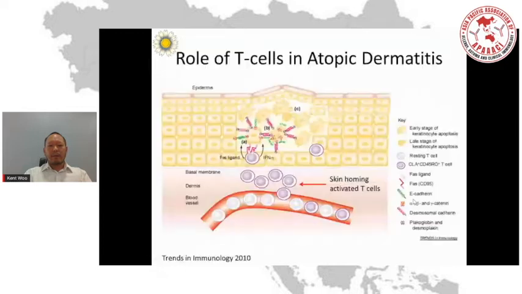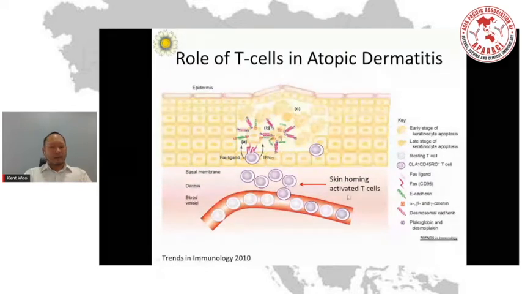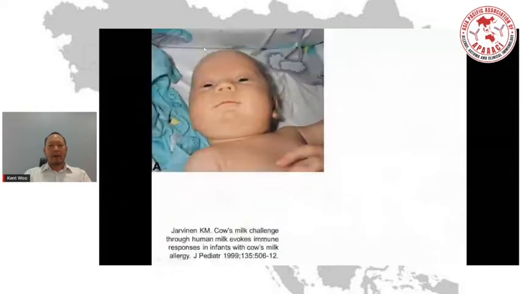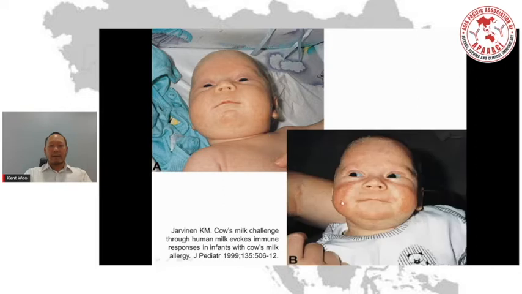But this is what we see in science, where the skin express CLA, home into the skin, the epidermal area, and they express the FAS ligand, which causes cellular destruction, and you can see the rough, scaly skin eczema flare. But this is what we see clinically, a child with cow milk allergy and eczema that has avoided cow milk, and you see very nice, clear skin on the face. And this eczema flare that occurs after food challenge can happen as quickly as a few hours, or can be delayed up to 48 hours.